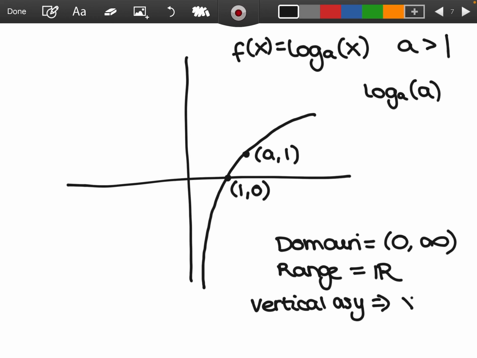Like I said, my vertical asymptote here is just x is equal to 0. It's that y-axis. When we look at transformations of these graphs, that asymptote will shift if you shift left and right. If you shift your graph up and down, that asymptote doesn't move. It's only if you shift left to right that that asymptote is actually going to move.